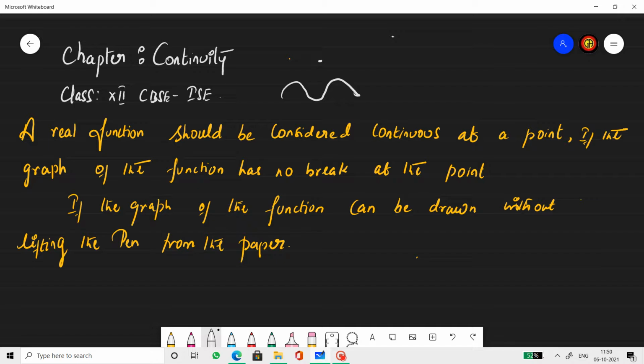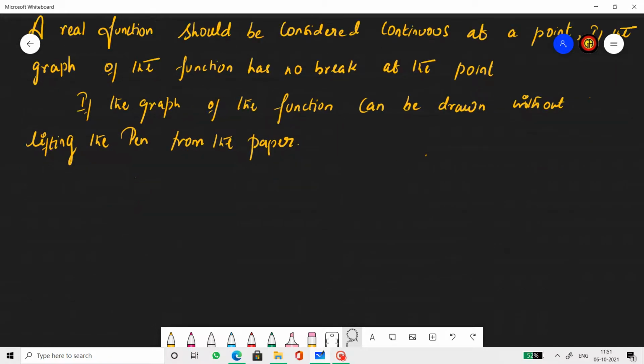If you can draw it continuously, then it is said to be a continuous function. If the graph of the function can be drawn without lifting the pen from the paper, then it is said to be a continuous function. Understood? So in simple terms, if the graph breaks at a particular value of x, then it is said to be discontinuous. And if it doesn't break, it goes in a continuous process, then it is said to be a continuous function. Now, technically, this is a definition.